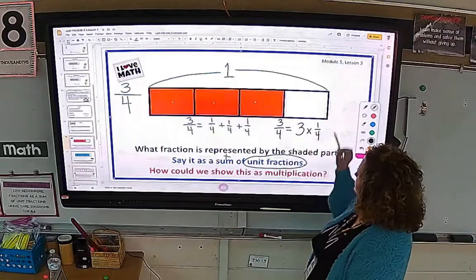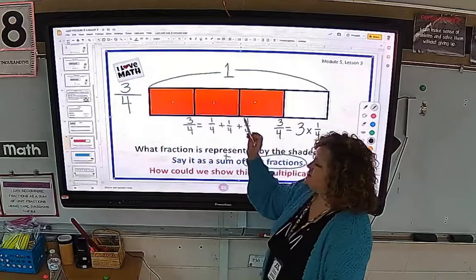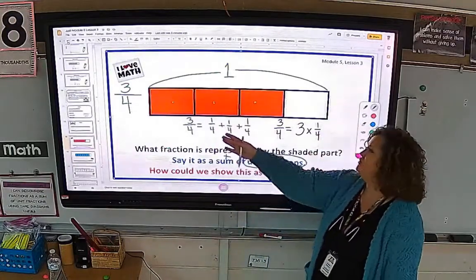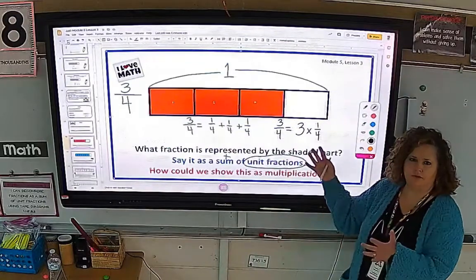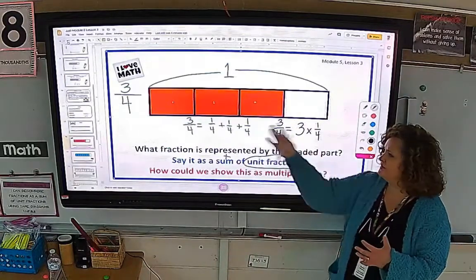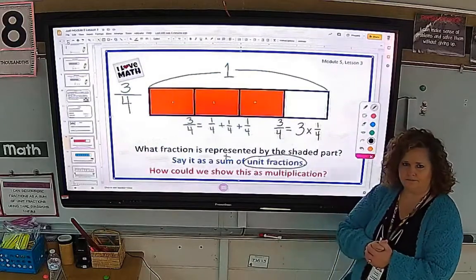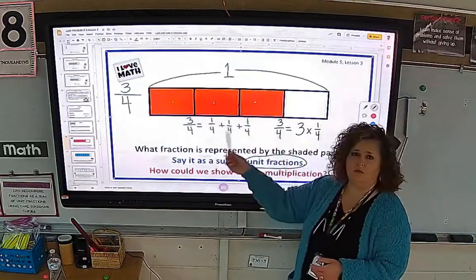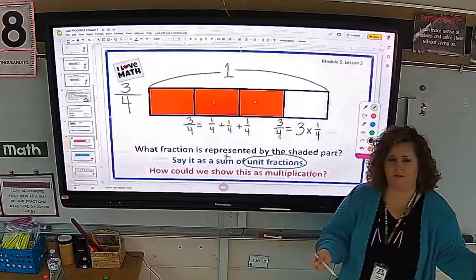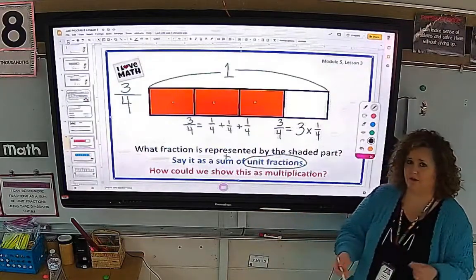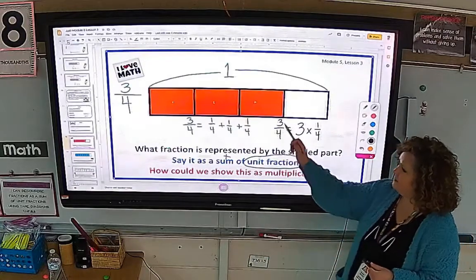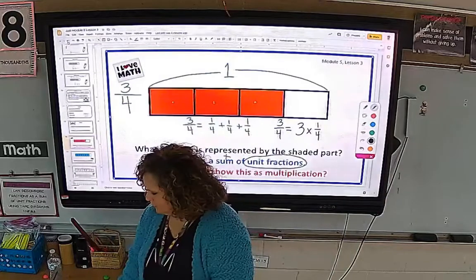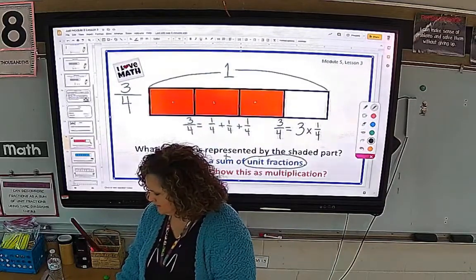So this is the same as this. This is the sum of unit fractions. This is the addition version in unit fractions, and this becomes the multiplication. But these are equal to the same thing. So very simply, we're not repeatedly adding anymore, we're multiplying it that many times. But we're going to get the same answer. So let's move on and practice this a little bit.